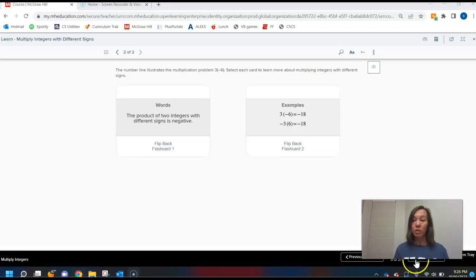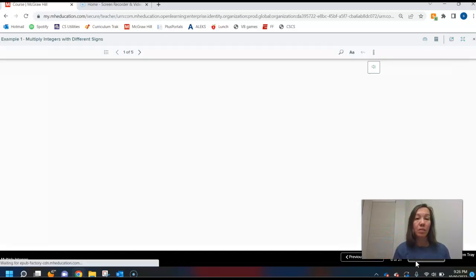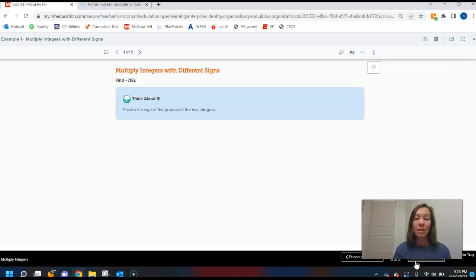So if we look at an example here, and we want to multiply negative 7 times 5, opposite signs, all we have to do is multiply the two numbers. And since this is a negative, my answer will be negative.